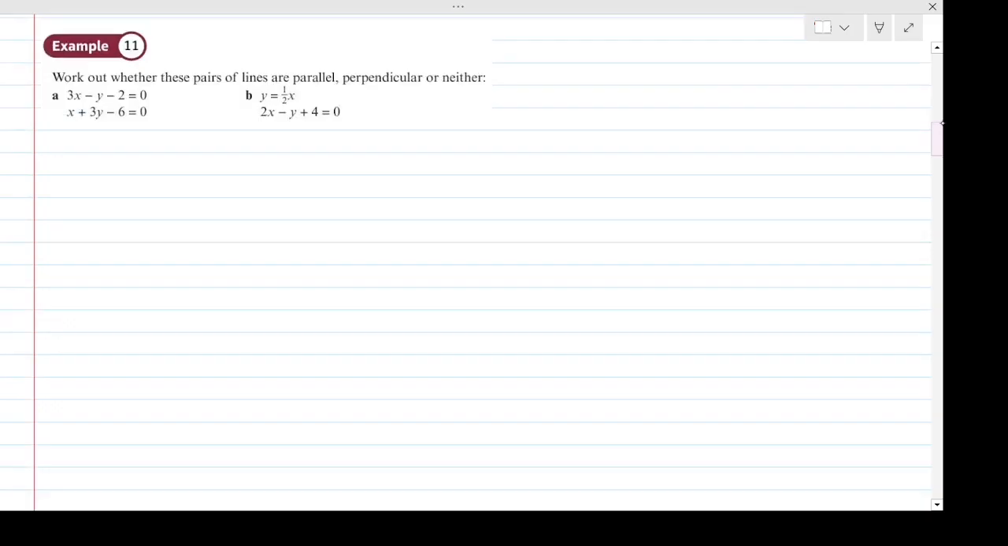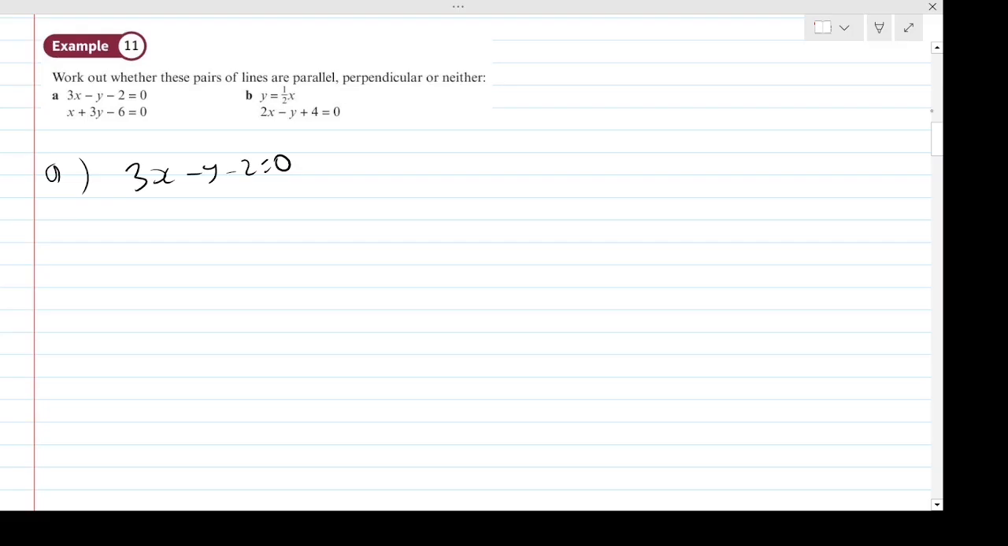Cool, okay. Let's have a look at this example then. Work out whether these pairs of lines are parallel, perpendicular, or neither. In part A, the equations are 3x minus y minus 2 is 0, and x plus 3y minus 6 is 0. So 3x minus y minus 2 is 0. I'm not going to write the other one yet.